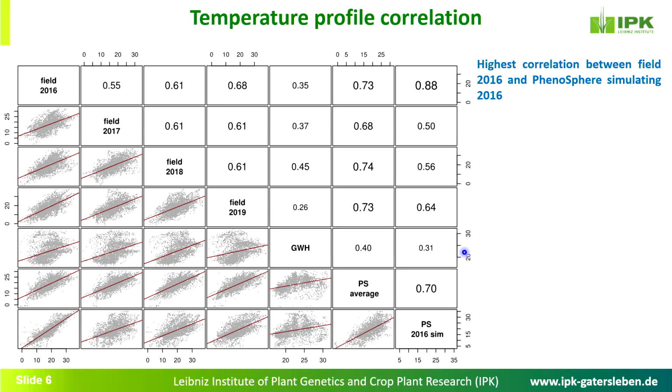If we now correlate these temperature profiles and see how close we actually come to the true picture, we can see that we have the highest correlation between the field 2016 and its simulation inside the PhenoSphere with a correlation coefficient of nearly 0.9. And we have a lower correlation between the year 2016 simulation and all the other field years than in comparison to the average PhenoSphere climate. So for the average PhenoSphere climate, we used, as the term refers, the average climate over 3 years, 16, 17, and 18. And so we have a higher correlation with any of the field environments than with the PhenoSphere, except for the highest correlation to the field 2016.